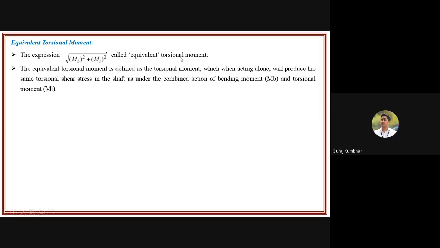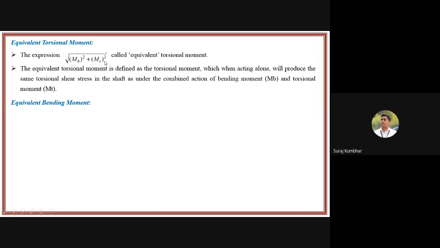So equivalent torsional moment is what? When it is acting alone, that is torsional moment, it will produce the same torsional shear stress in that shaft as when there is a combined action of a bending moment and torsional moment.